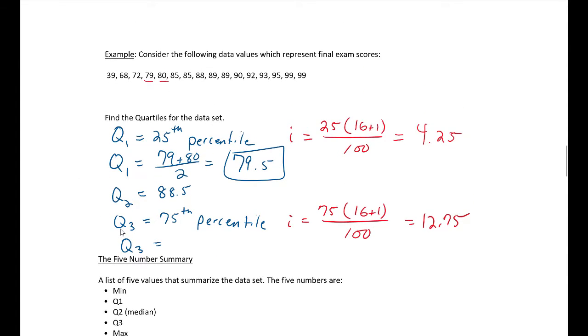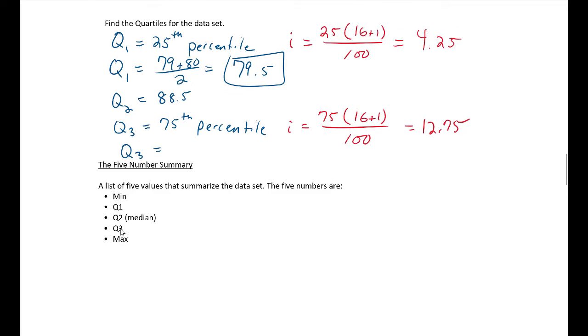12th and 13th position. So let's see here, coming from the left. 1, 2, 3, 4, 5, 6, 7, 8, 9, 10, 11, 12, 13. So 12 is 92. The 13th position is 93. So we need to average 92 and 93. And if you were to work that out, you're going to get a 92.5.